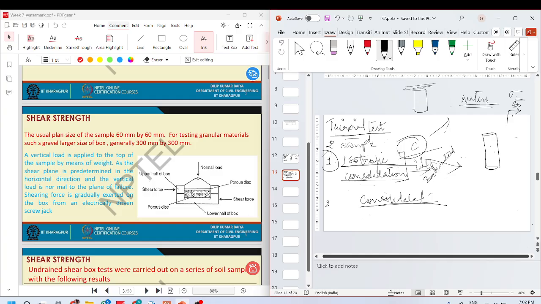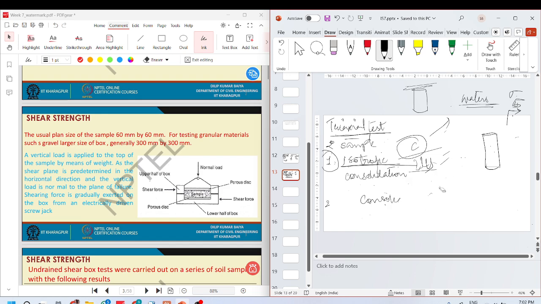In UU test, sorry, did I say CD? Yes, madam. Till now we discussed the CD only, about coarse grain. CD, CU, UU, CD. You have not discussed it just now.